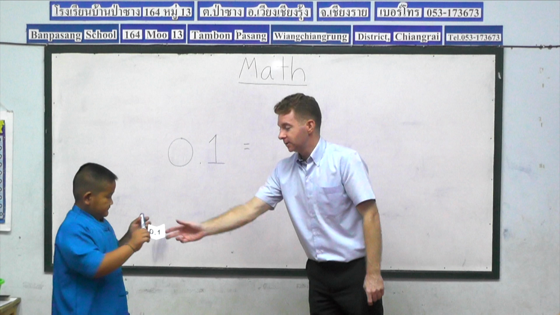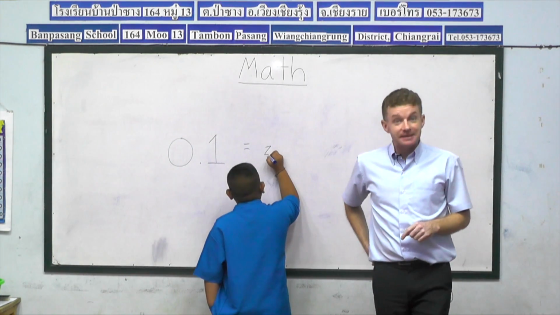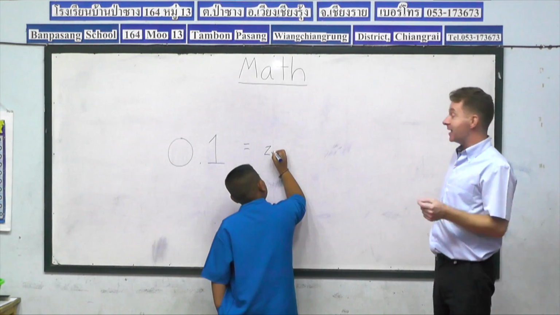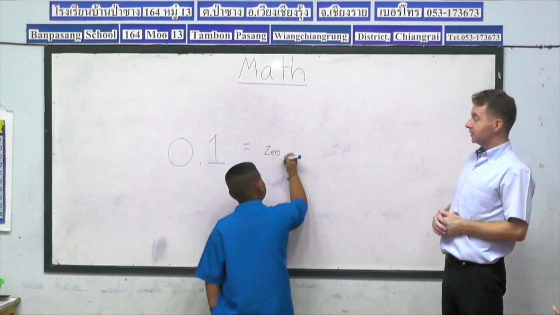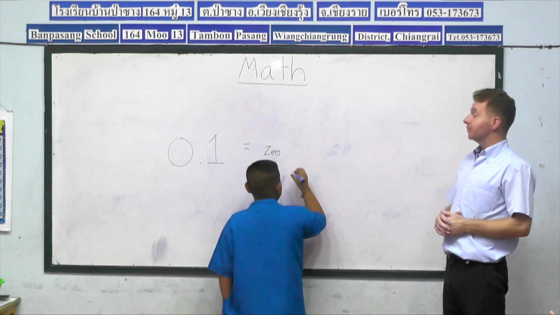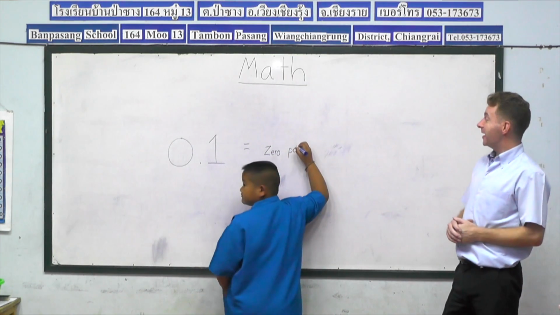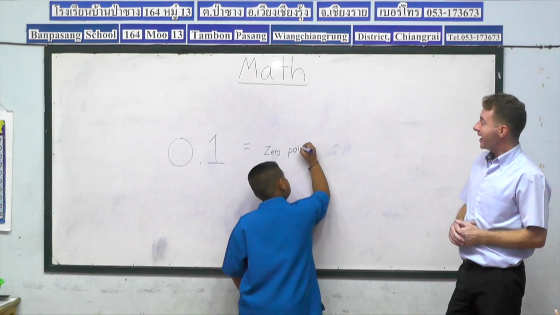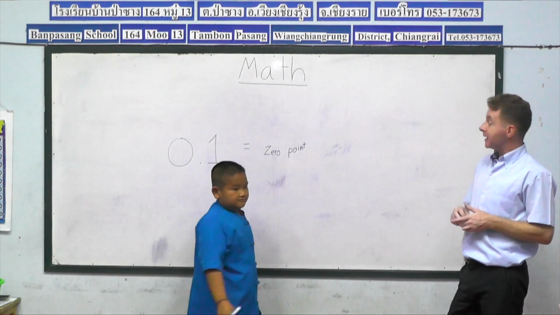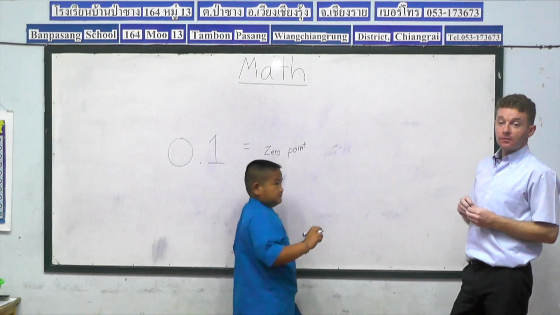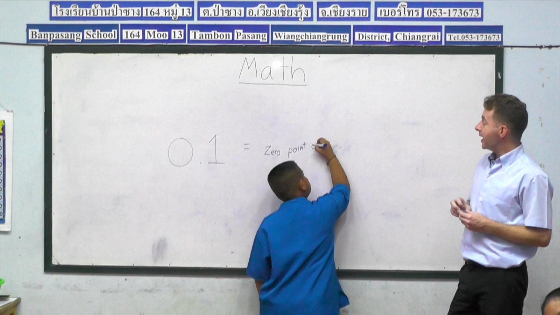So once again, what's the first word? 0. First word, Z-E-R-O. And then what's next? Point. P-O-I-N-T. And this is where the change is. Now it's 0.1. O-N-E.